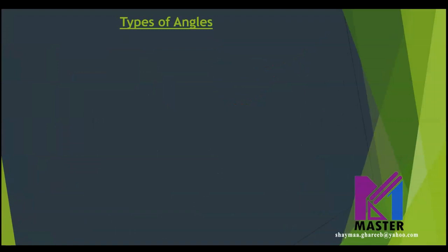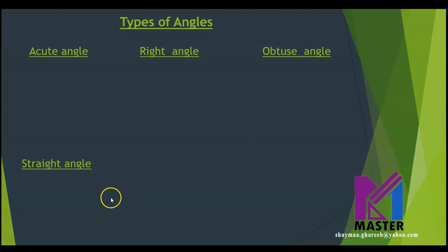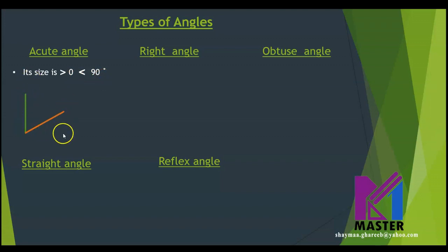Let's start by revising types of angles. We have acute angle, right angle, obtuse angle, straight angle, and reflex angle. Let's start by talking about the acute angle. The size of the acute angle is greater than 0 degrees and smaller than 90 degrees. It looks like this. It could be in any position. So this is the acute angle.